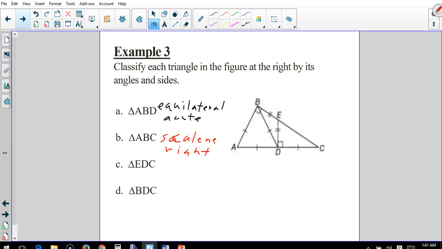EDC. Well, notice we have 1 mark here, 2 marks here, nothing here. But since it's right, we can see it's a right triangle. And since it's right, that makes this the hypotenuse, which makes it the longest side, which means it has to be in different measurements. So it's also right scalene.